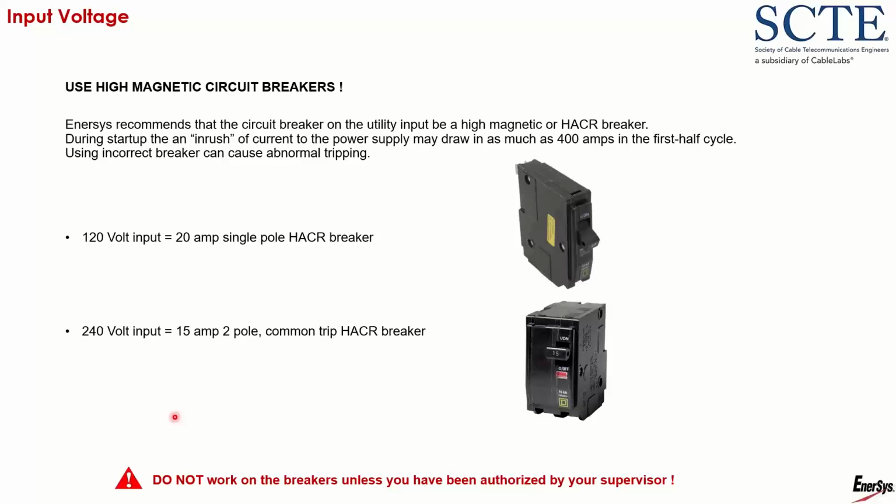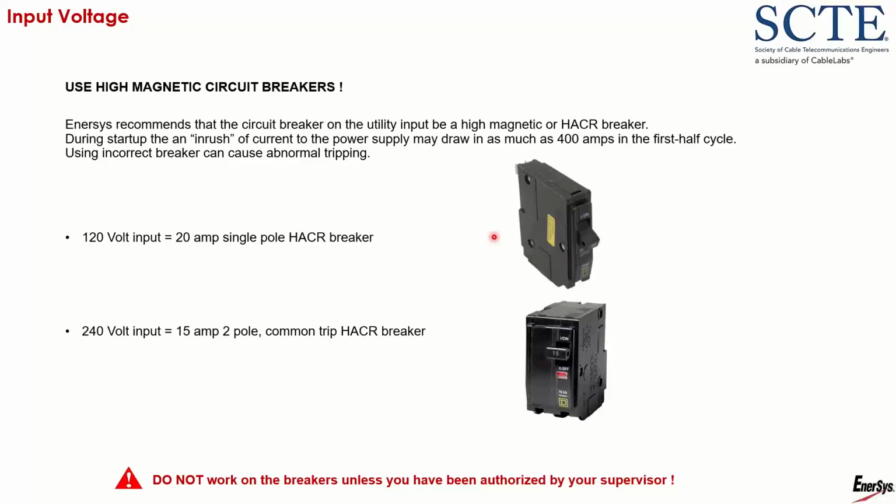Breakers. We recommend that you use high magnetic circuit breakers on the utility side. Power supplies have what's called inrush current associated with them. When they first come on, they have to basically instantaneously saturate the core with magnetic flux and instantaneously charge the capacitor. To do so, they might draw as much as 400 amps of current in the first half cycle of that waveform from the utility. If you're not using high magnetic circuit breakers, they're going to trip more often than you want them to.